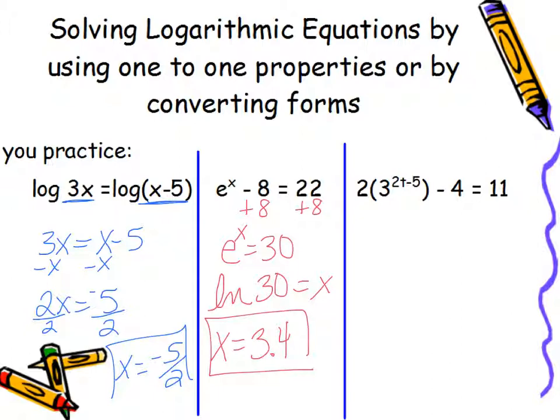Okay, next problem. Again, I'm going to have you try this one on your own. It looks like we've got some exponential business up here. The variable's in the exponent, but it's not on this side. So start isolating and then switch forms. Go ahead and pause the video.